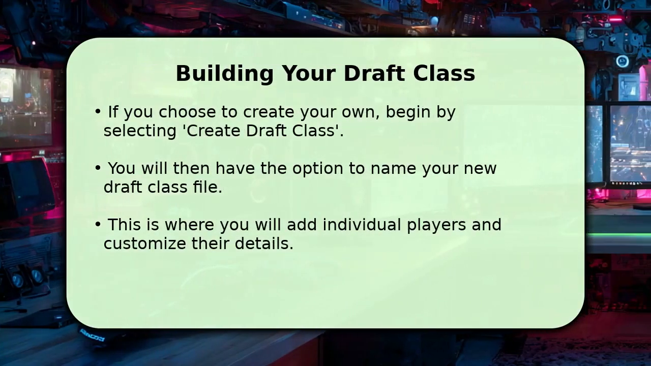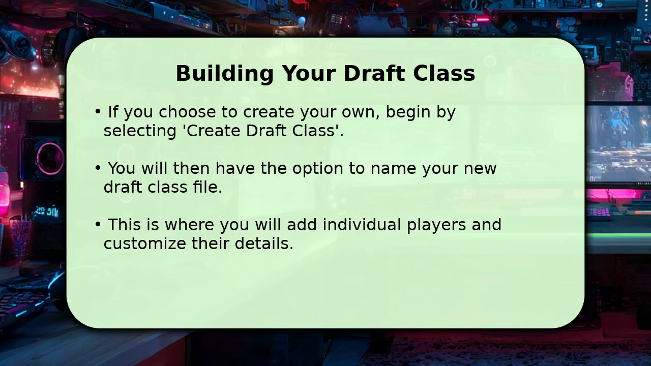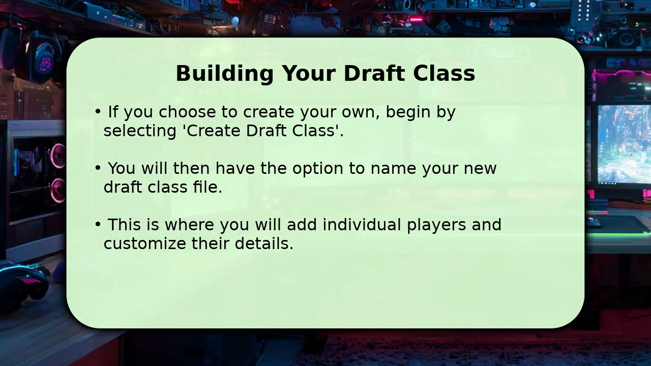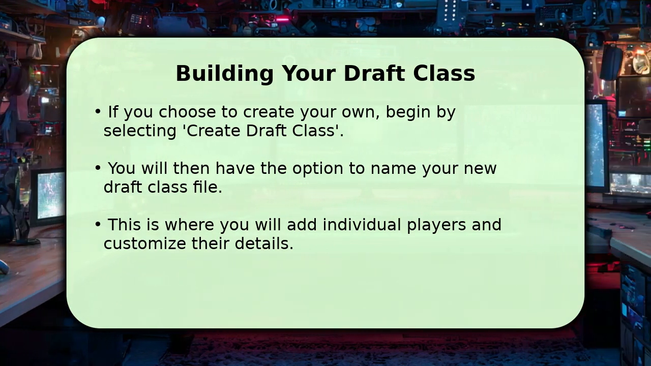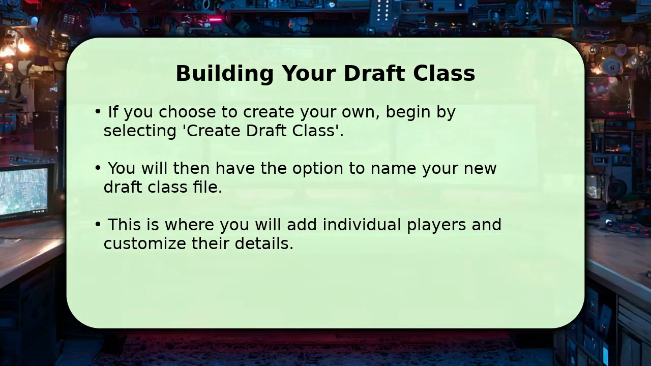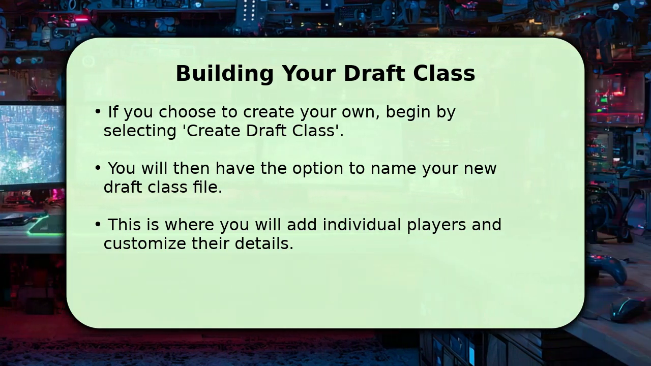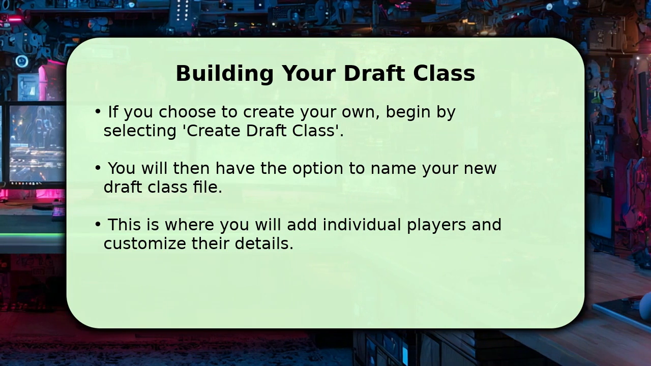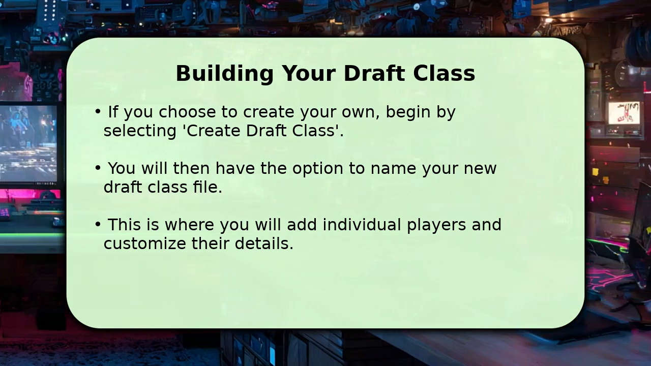After selecting Create Draft Class, you will be prompted to give your new file a unique name. Choose something descriptive, like Future Stars Draft 1. Then, begin adding individual players to your class. You can add up to 70 players, each with unique attributes. Take your time to fill out positions and ensure a balanced class for your franchise's needs. This meticulous building ensures quality.